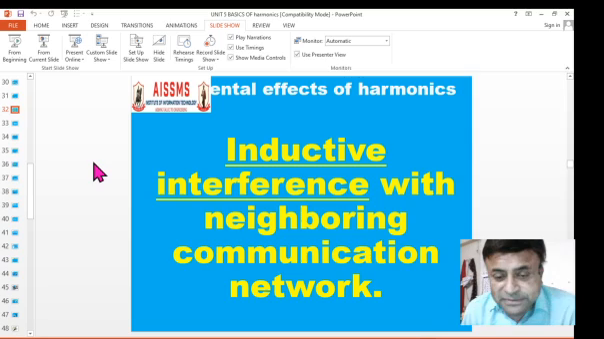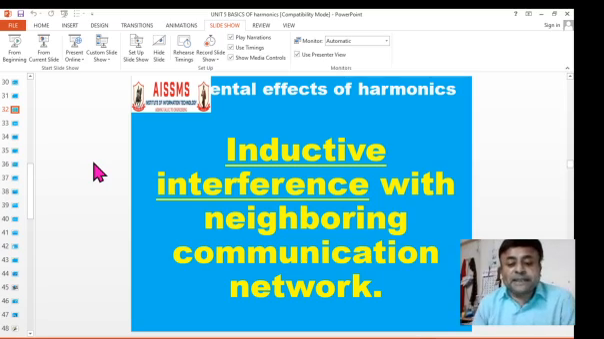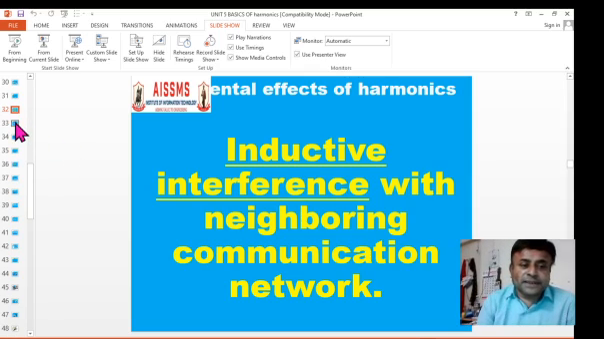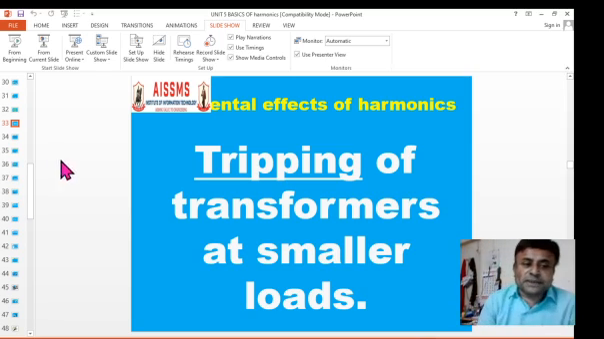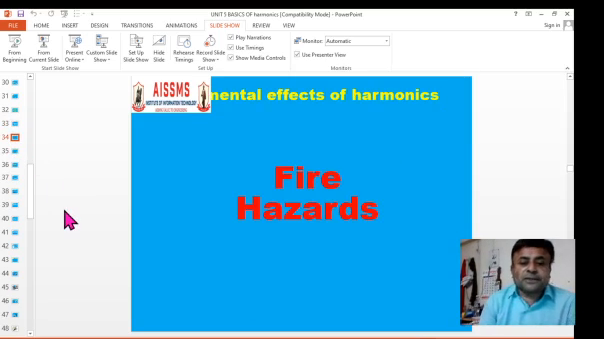Then inductive interference. We studied last time how inductive interference takes place with the neighboring communication network. That is, in telephone circuits, there is a lot of noise and distortion because of this type of equipment. Then there is tripping of transformers on smaller load or no load. I can give you the example of Mundwa substation, which is in the vicinity of nonlinear load devices like Bharat Forge and Kalyani Steel. In that area, there was undue tripping of transformers. Without any reason, the tripping was there.